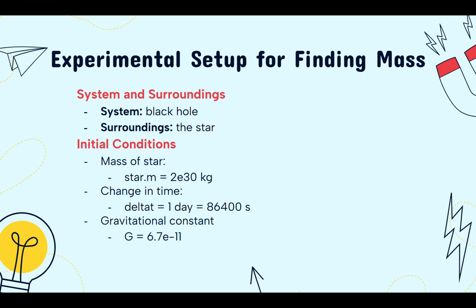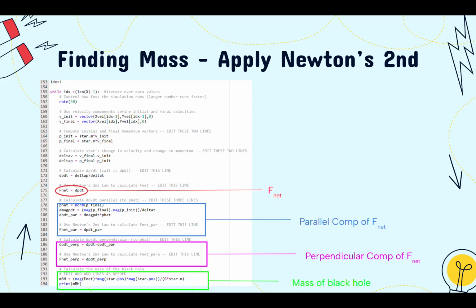For the experimental setup, the system is defined as the black hole and the surroundings as a star. For the initial conditions of the experiment, the mass of the star was given as 2 times 10 to the 30th kilograms. The change in time, or delta t, is 86,400 seconds, which is equal to 1 day, and the gravitational constant as identified on the last slide.